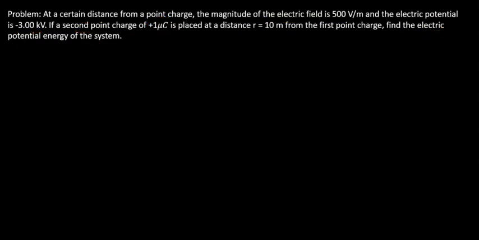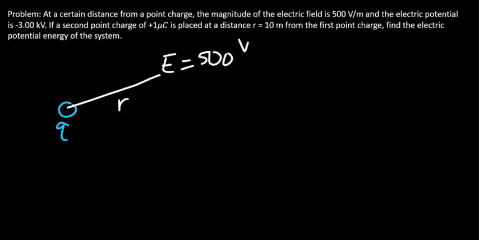So our first task is to determine the magnitude of the first point charge. Let's call that point charge Q. We know it's a negative point charge because the potential is negative at a particular distance. So let's say that distance is r. The electric field at that distance is 500 volts per meter, and the potential there is minus 3000 volts.